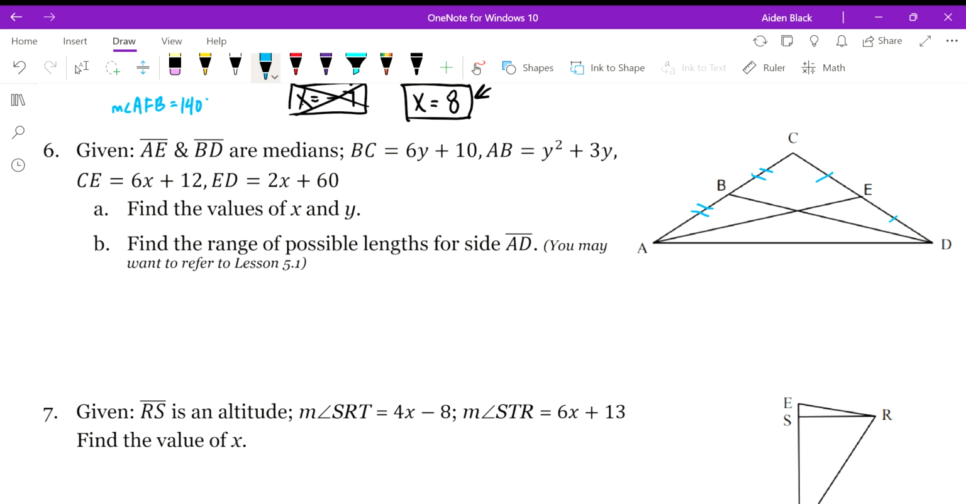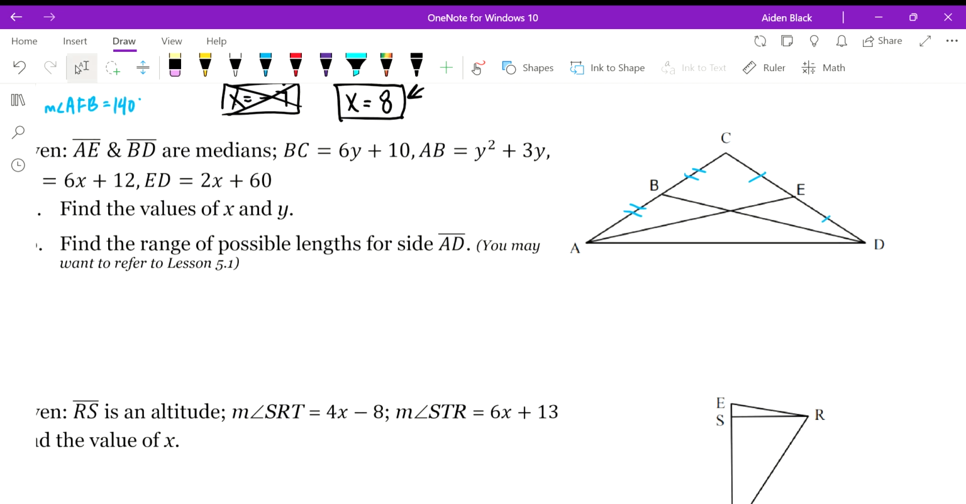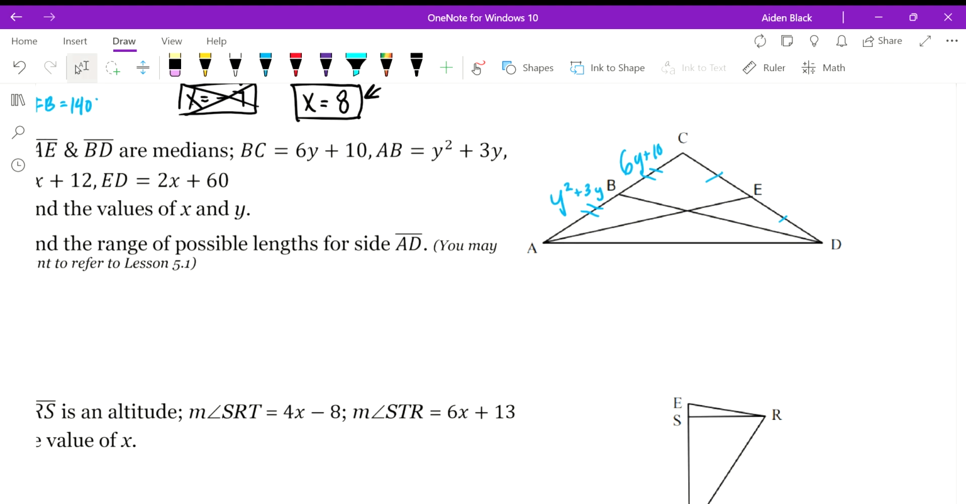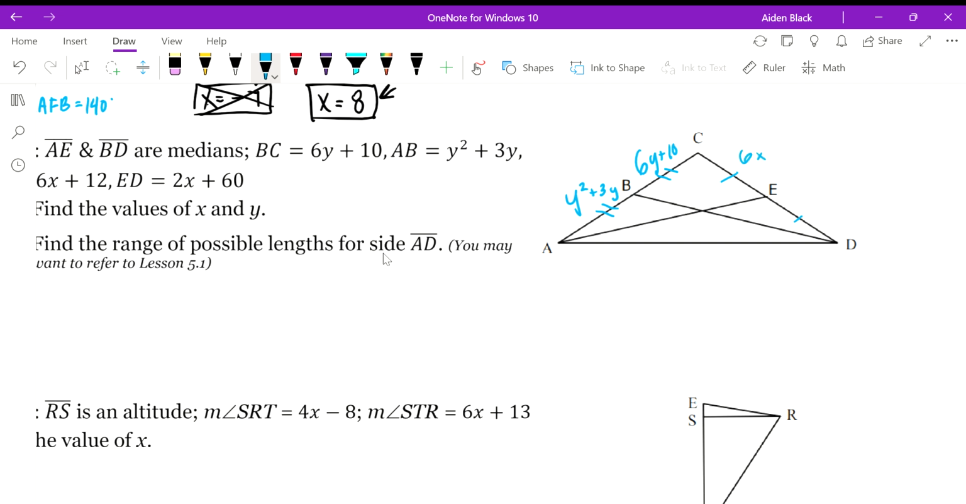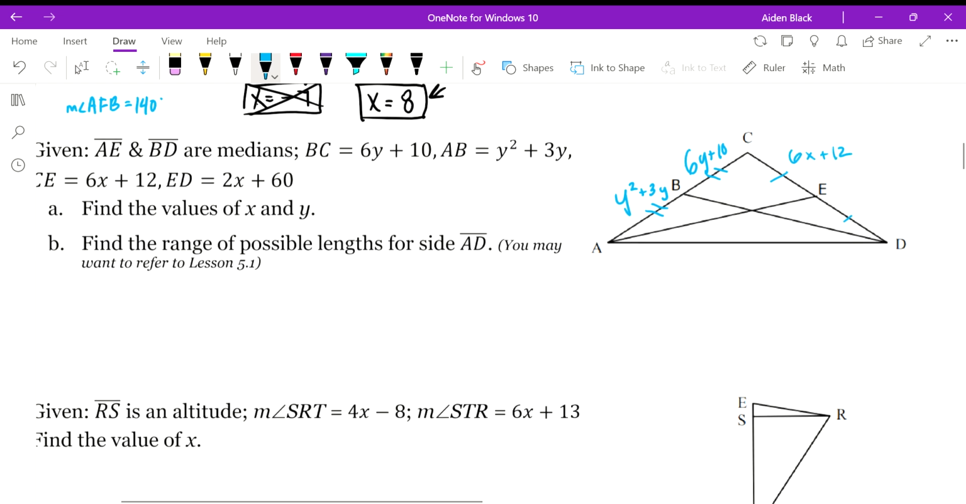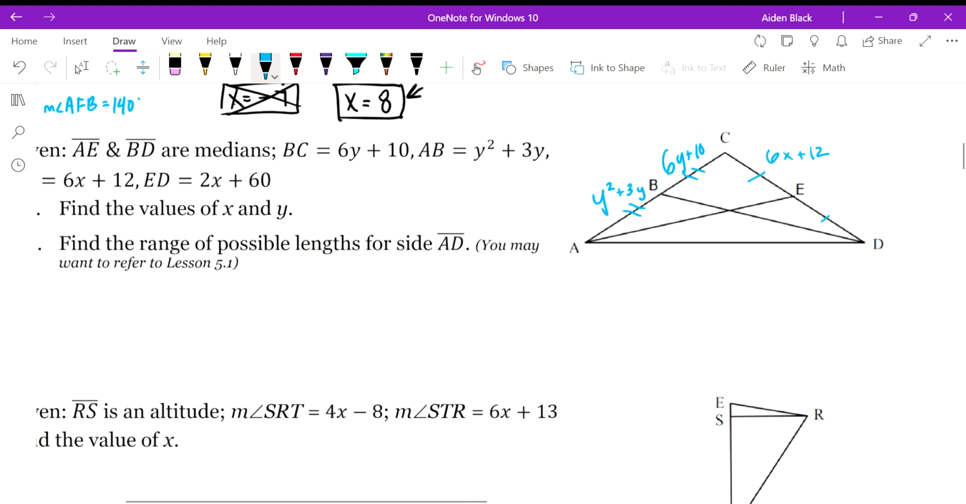So, with that information, you can set up some equations. Of course, first you have to identify these measures. 6y plus 10 for BC. AB is y squared plus 3y. Then over here we have that CE is 6x plus 12. And that ED is 2x plus 60.